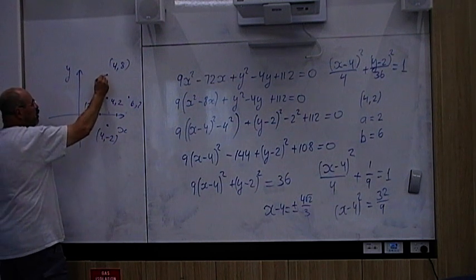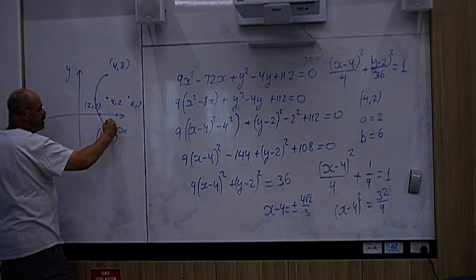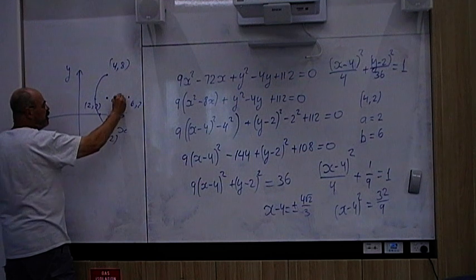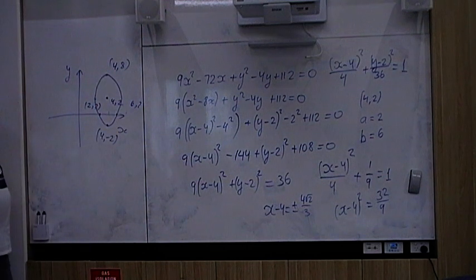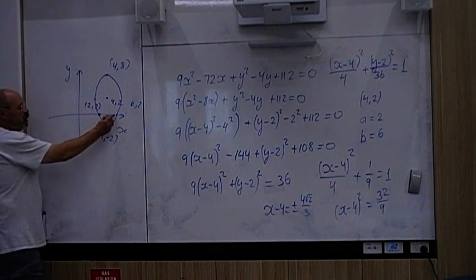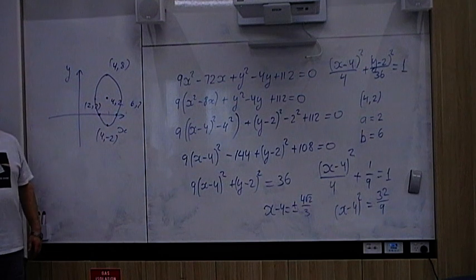And this will be our ellipse. Not the best drawing, but that will be the ellipse with the x-intercepts we found. Makes sense how we get the graph of this ellipse?